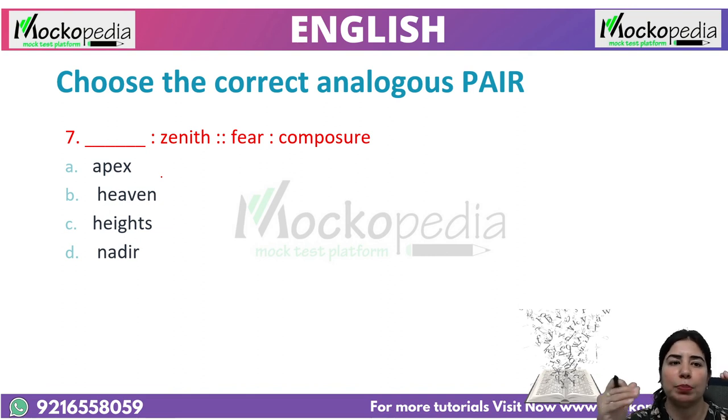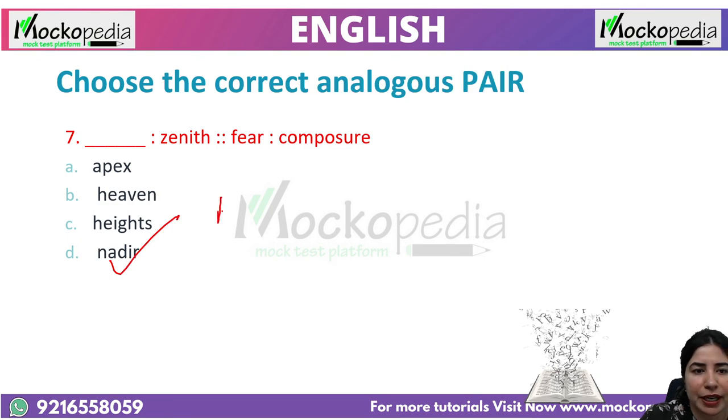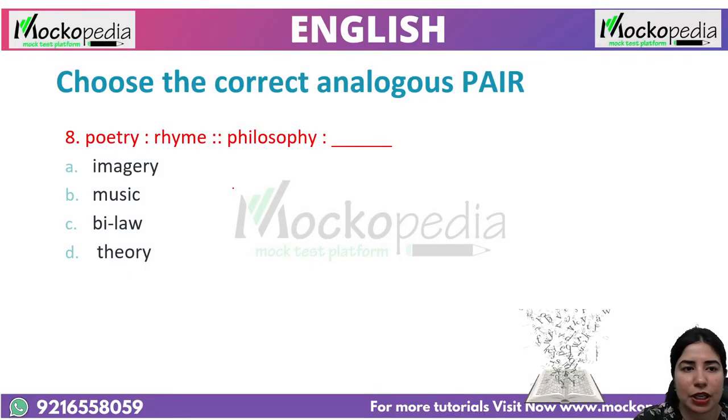Zenith is the top, okay, so apex is also a synonym. And if you look at fear and composure, fear is being afraid, composure means in a state of relaxation, we are in a relaxed state, right? So it is the opposite. So what will be the opposite of zenith? Zenith is top, so bottom will be the opposite. Bottom is called nadir, right? So we will pick B as an answer. Let's move to the next one.